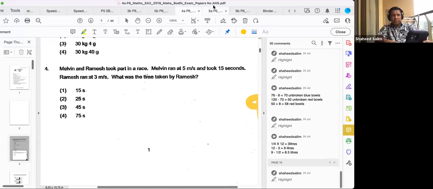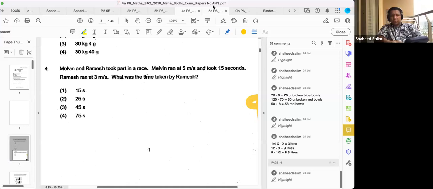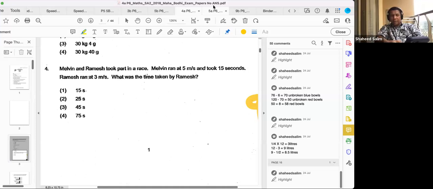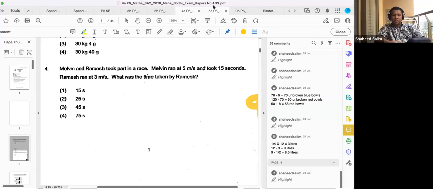Alright, Melvin and Ramesh took part in a race. Melvin ran at 5 meters per second and took 15 seconds, while Ramesh ran at 3 meters per second. So now we want to find what's the time taken by Ramesh, but then we need Ramesh's distance first. Yes. 5 times 15. Yes, okay, good.